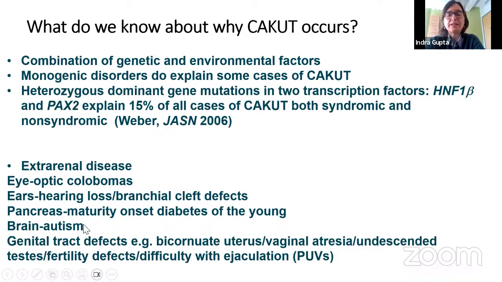And then you need to think about genital tract defects, as I said before, knowing the embryology of the kidney and urinary tract, and that primordial mesenchyme that gives rise to the kidneys also gives rise to the gonads. So these defects may not become apparent till later in life, particularly in females. They may fail to go through menarche if they have a bicornuate uterus with blockage of the cervix. There's vaginal atresia. And then in boys, undescended testes. So if you have a missing kidney on one side, is the testis descended on that side or not? And then later in life, there may be fertility defects, difficulty with ejaculation, which we'll come back to.